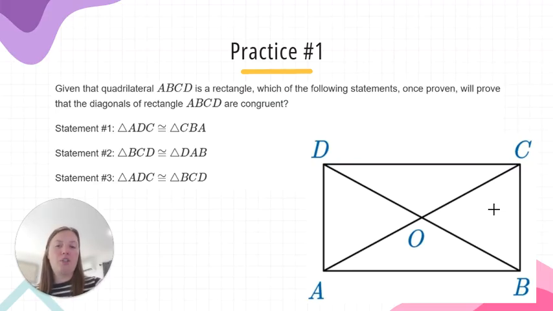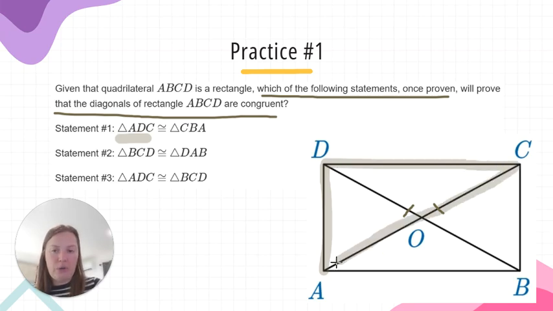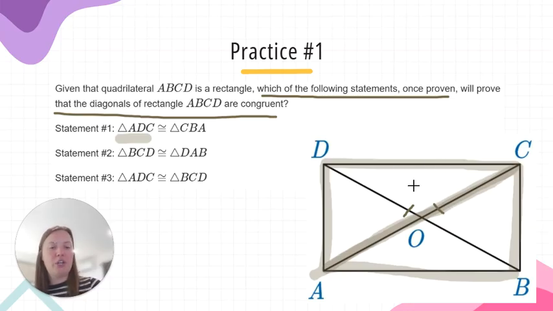So we are given this rectangle again, ABCD. And we want to ask which of the following statements, once proven, would prove that the diagonals are congruent. So we want to show that BD and AC are congruent to each other. And so we're asking, what triangles do we need to work with in order to make that true? The first triangle they state is this ADC is congruent to CBA. Now, this is a great triangle congruence theorem, right? We could prove that these triangles are congruent to each other.